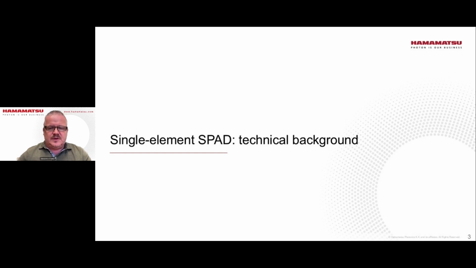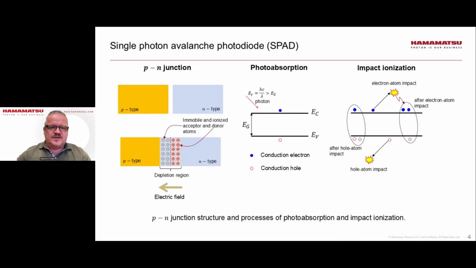So let's move on to technical background. At the heart of a SPAD is a p-n junction. There are 2 important phenomena in the p-n junction making SPAD work. One is photoabsorption, where an electron-hole pair is produced in response to absorption of an incoming photon. The second process is impact ionization. It is this process that gives SPAD a gain, which means that for a single incident photon, we can get literally millions of resulting electron-hole pairs.